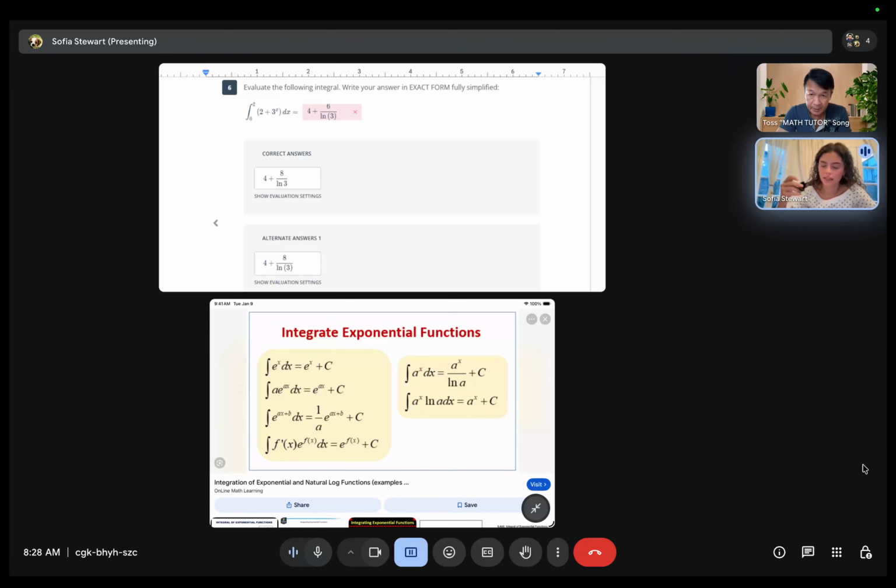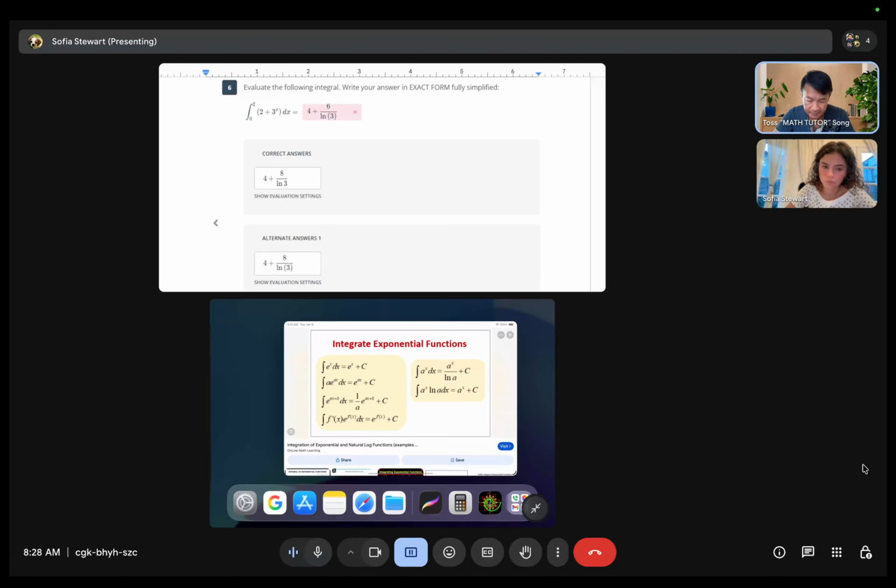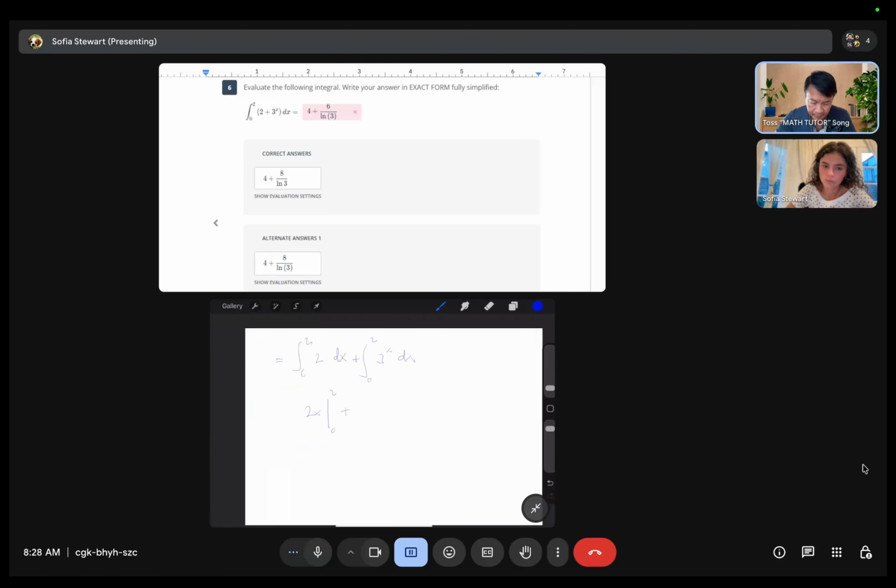A to the x. It's going to be a to the x over ln a. So here we go. It's going to be 3 to the x over ln 3, and you evaluate between 2 and 0.